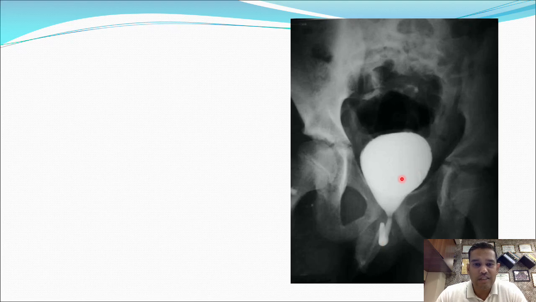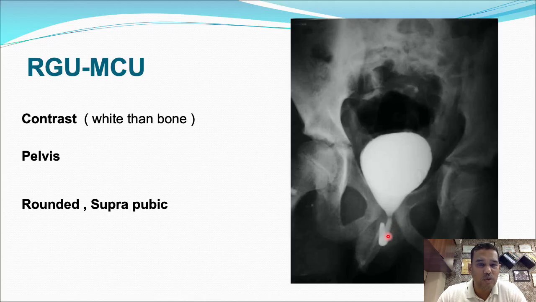Micturating, because he has just started micturating. So you could appreciate this is the bladder, this is the bladder neck, this is the membranous urethra. You can see this slight radiolucency, that is the sphincter, and this is the opacified bulbar urethra. So this is a micturating cystourethrogram.